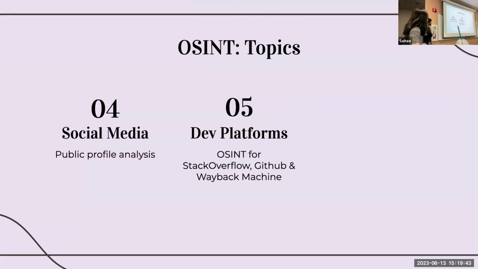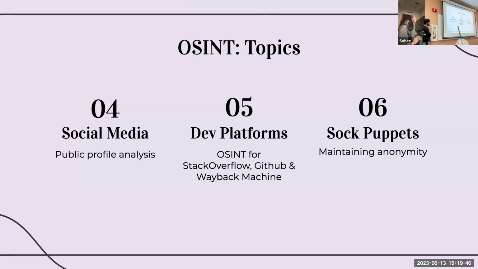And then we have social media. This is a really big one because this is where you can find a lot of information, because people who nonchalantly use social media can post a lot of stuff that you can take advantage of. Then development platforms, which are platforms that software engineers or engineers in general use for help. They ask questions and maybe they leak something within their post. And sock puppets, so maintaining anonymity when you're doing this kind of OSINT research, because you're researching other people's personal and sensitive information, but you should also be protecting yourself.